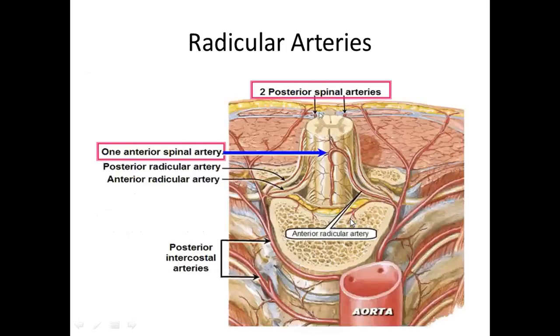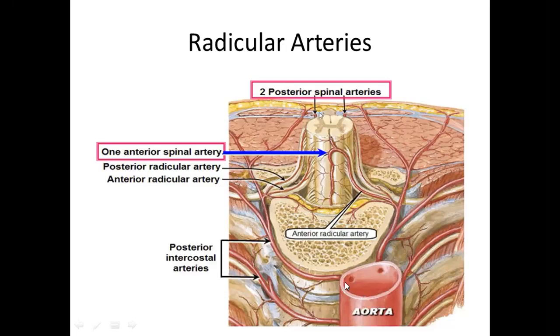Also, this is a transverse section showing, anteriorly, the body of the vertebra, and these are the muscles of the back, and this is the spine or neural arch. Here, this is the spinal cord. The spinal cord contains, anteriorly, the anterior spinal artery, and posteriorly, the two posterior spinal arteries. If we look, this is the aorta.